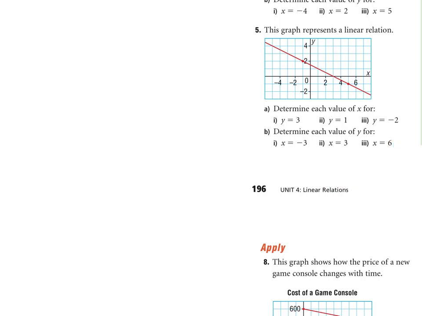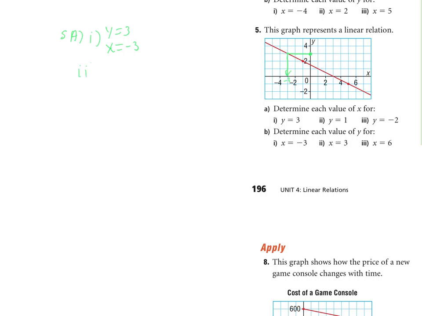So first thing, we'll come up to our graph, and we'll look. When y is a positive 3, which would be right here, we now come across till we meet our red line and then straight down, and we can see right here that this would be a negative 3. So for number 5, a, number 1, when y equals 3, x equals negative 3.